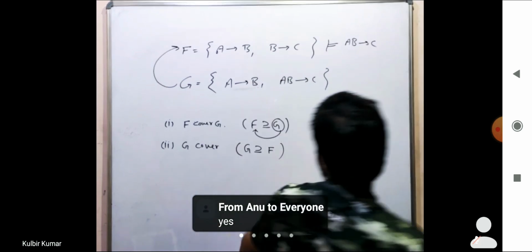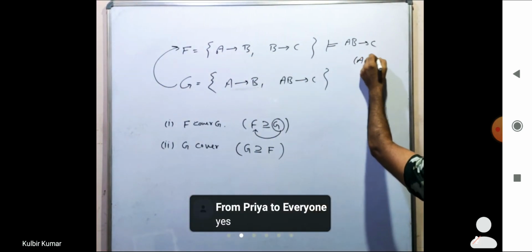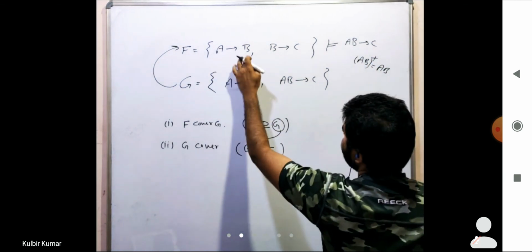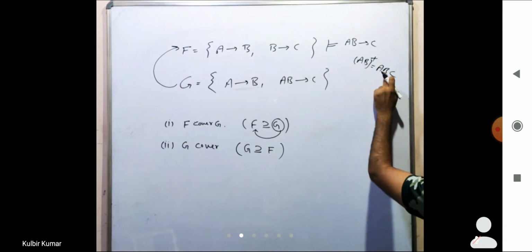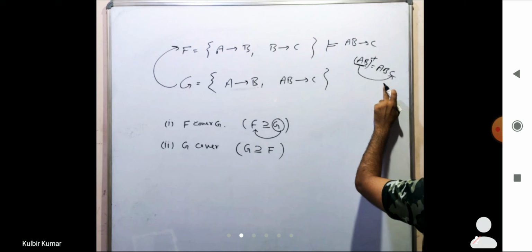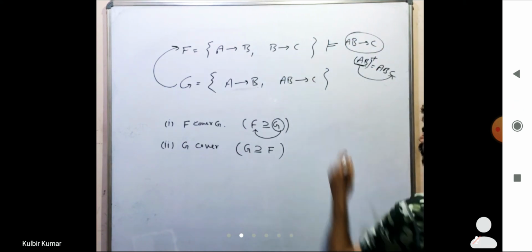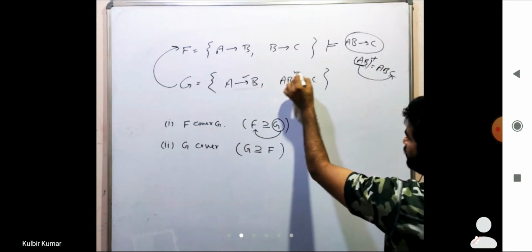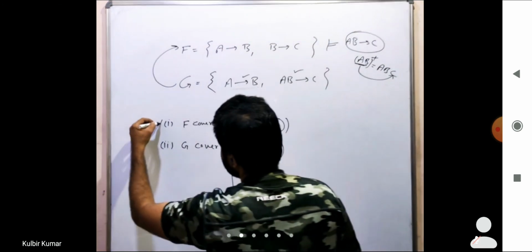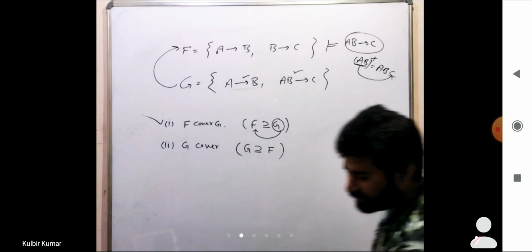So I will take directly, it is not given, so I will take the closure of AB. AB closure is what? It is AB itself, and further A can derive B and B can derive C, so I can derive C with the help of B. So this AB can derive C. So finally I can say this functional dependency is implying in this one. So finally this is implying and this one also implying. They both are implying. So we can say this condition is true. Okay. So F cover G is true.